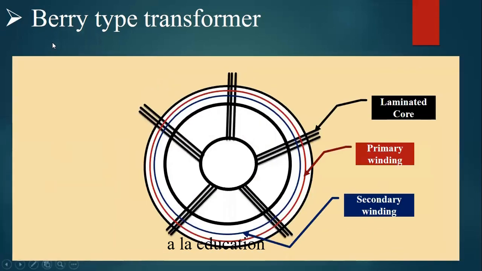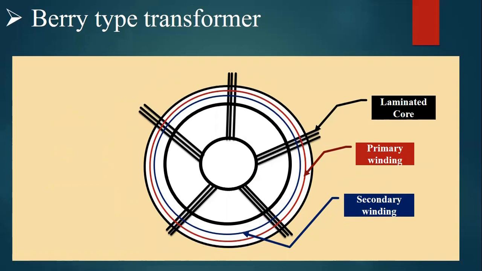Next, berry type transformer. Construction of berry type transformer is entirely different from core type and shell type. This is how berry type transformer looks like. The black lines indicate laminated core, the red one indicates primary winding and the blue line indicates secondary winding. Types of transformers based on phases and construction is done.